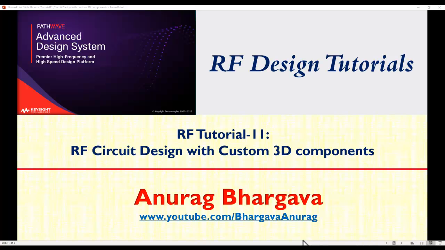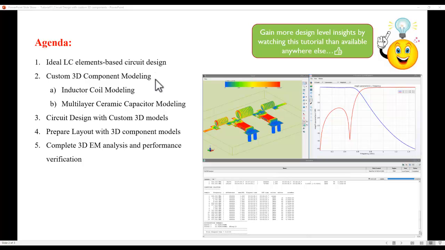This is Tutorial 11 on RF circuit design with custom 3D components. Here is the agenda for this discussion, and it's a pretty interesting topic. A lot of times designers ask how can we do our own custom 3D modeling in case we are not getting the standard values which we need in our circuit design. So how can I overcome all those limitations and still do our own custom components and use them in our design work? This video is precisely going to discuss all those tips and tricks. How can you go about doing something very custom?